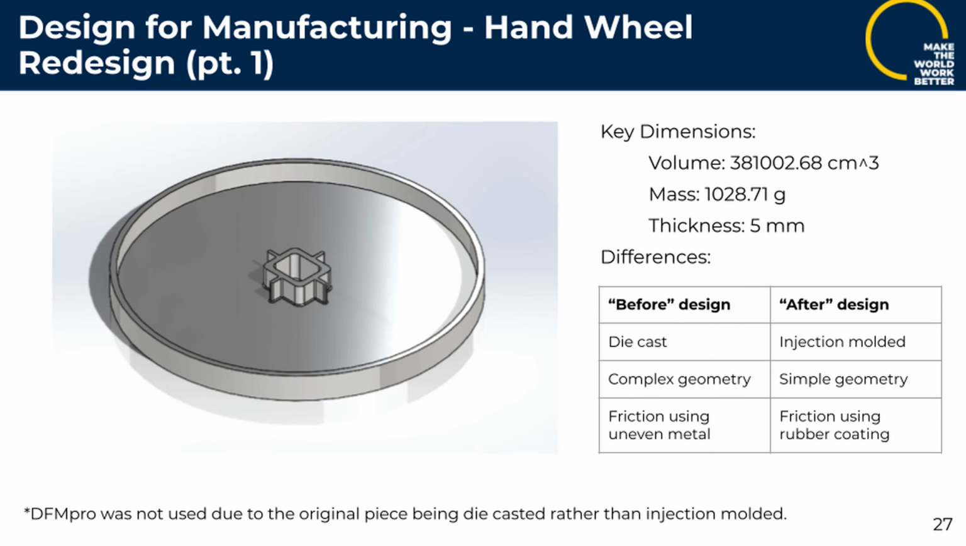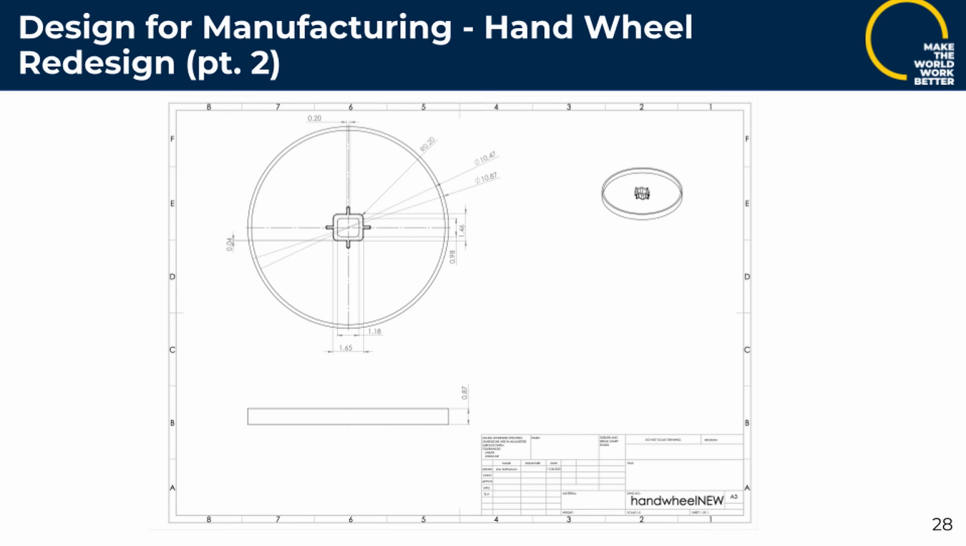For design for manufacturing for the hand wheel redesign, similar to the cover, the cost estimation for the analytical method was done in the design for manual assembly slide. And here we have an isometric view of the CAD after redesign with key dimensions for the selected primary process of injection molding. We also included a table below including the differences of the before design versus after design. And again, DfM Pro was not used due to the original piece being die-casted rather than injection molding for this redesign. We also included a CAD drawing with all the dimensions of the hand wheel and the isometric view in the corner for reference.